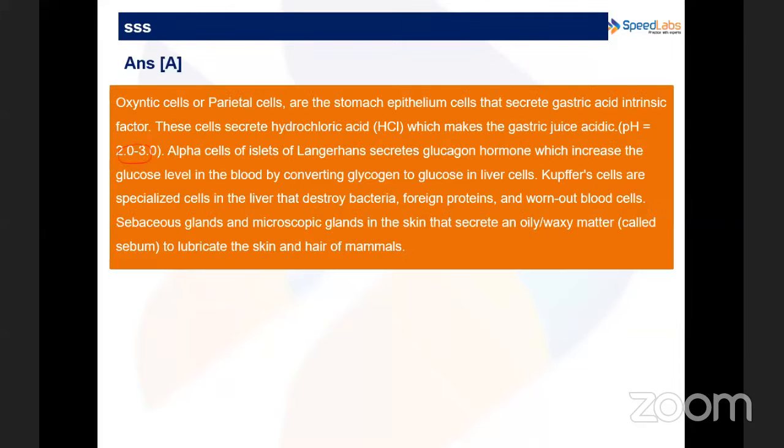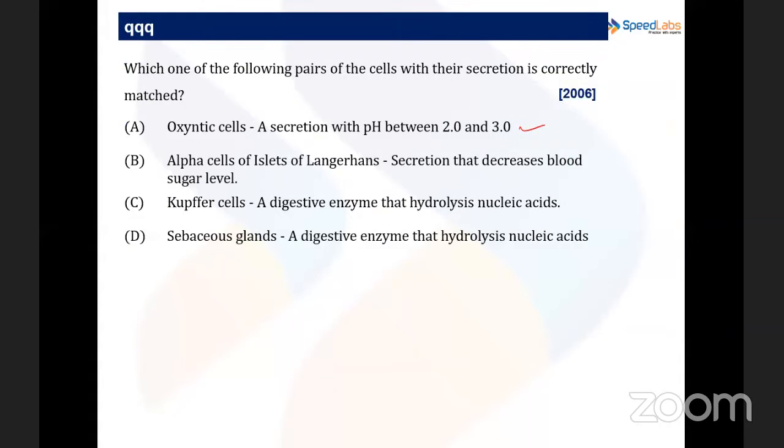Now let's look at the other statements. Alpha cells of islets of Langerhans secrete glucagon. What is the function of glucagon? It raises glucose level by converting glycogen to glucose in liver cells. But in the question, it is mentioned that it decreases. Hence, this is the incorrect option. Decrease is done by insulin. So insulin decreases the blood sugar level. Hence, option B is the incorrect statement.